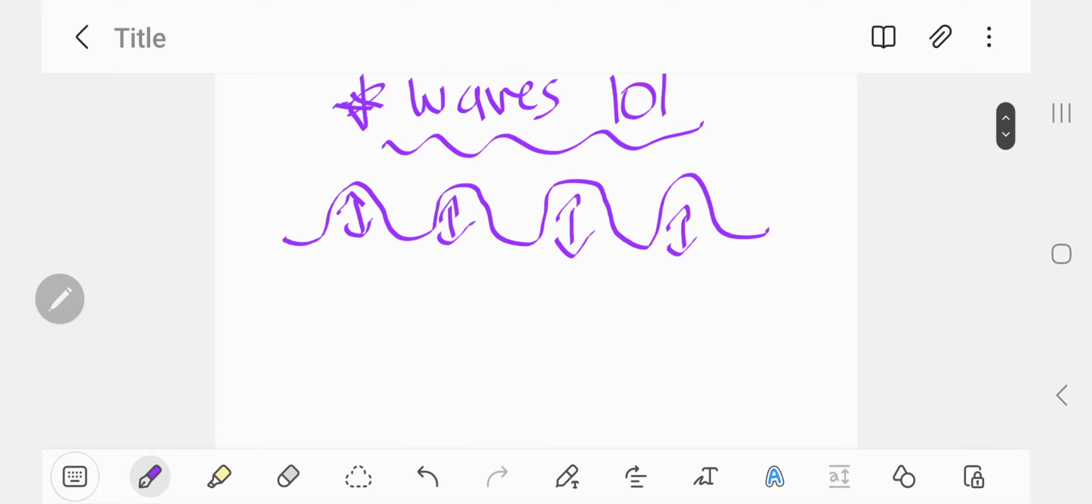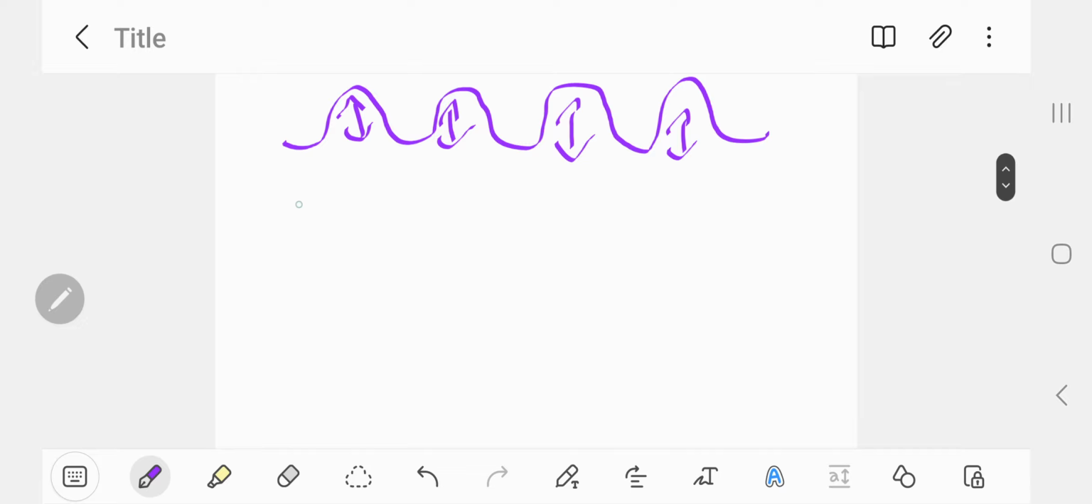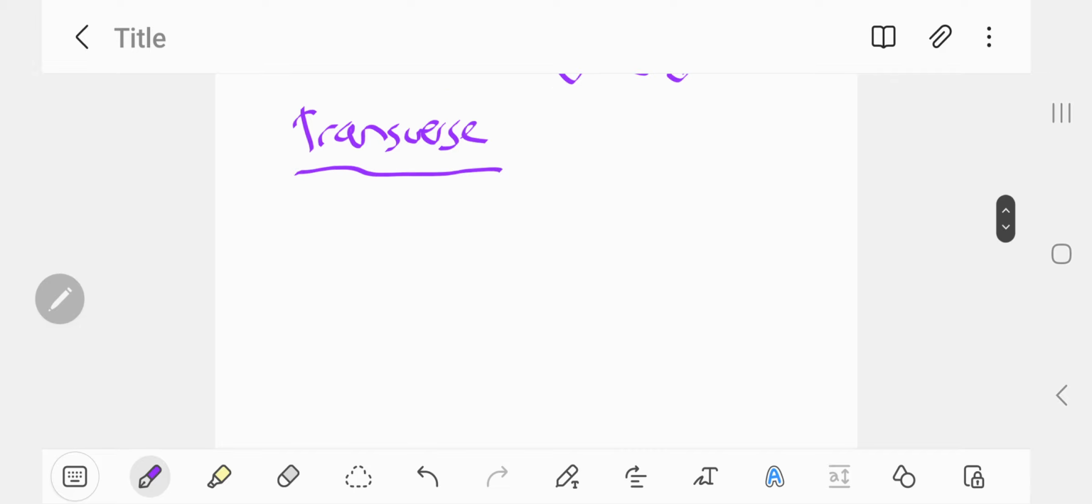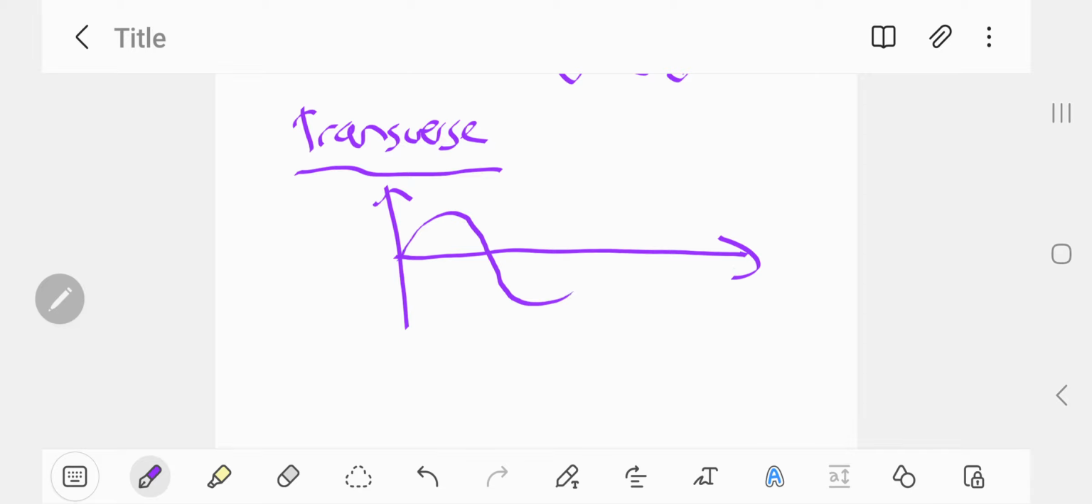And waves basically come in two main types. You've got transverse waves. A transverse wave is basically a wave which oscillates up and down. The particles move perpendicular, so at right angles, to the direction of motion of the wave. Let me draw a set of x and y axes. Here's a transverse wave, looks like this. Along the x-axis, let's call that distance. Along the y-axis, let's call that displacement.